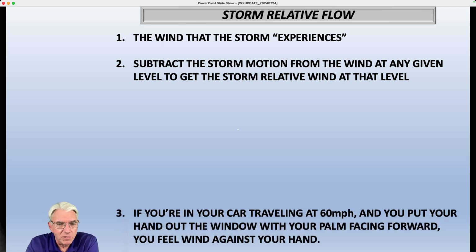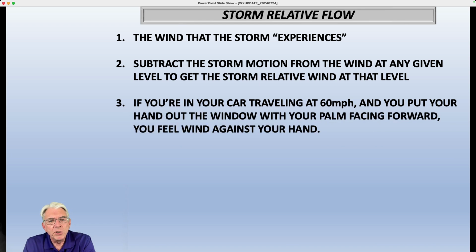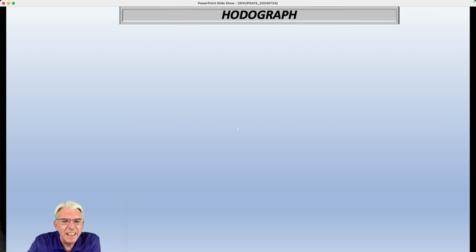And if you're in your car traveling at 60 miles per hour and you put your hand out the window and tilt it a little bit so that it's facing forward, then you're going to feel wind against your hand, and that wind is being generated by the fact that the car is moving at 60 miles per hour. There may not be any wind out there at all if you're just standing still, but if you're moving, then it's a whole different ballgame. And so that's sort of the concept that we're looking at here.